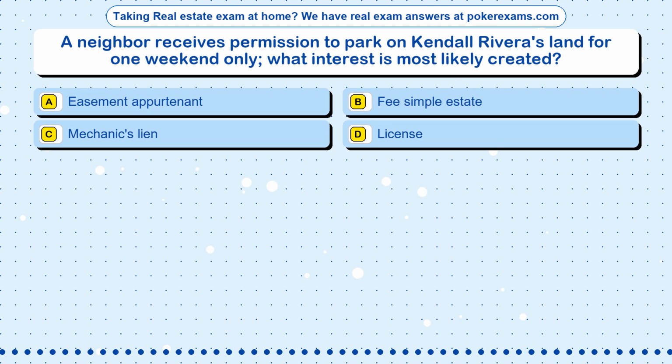Question 100. A neighbor receives permission to park on Kendall Rivera's land for one weekend only. What interest is most likely created? Option A. Easement appurtenant. Option B. Fee simple estate. Option C. A mechanic's lien. Option D. License.